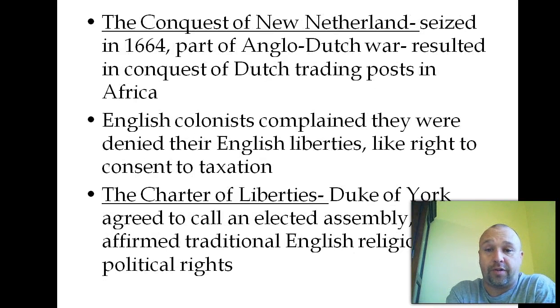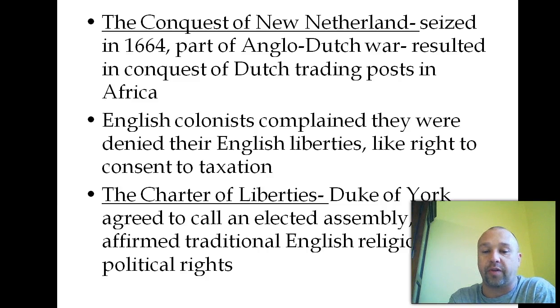Originally, where New York is today, that was an area conquered by the Dutch, known as New Netherland. And that was seized by the British in 1664 by the Duke of York. And you'll never guess what they named the city after that. And this is going to result in an Anglo-Dutch war in which the British will conquer Dutch trading posts in Africa. English colonists are going to complain that they are denied their English liberties, like the right to consent to taxation. So we'll see this early origin of rebellion many years before the American Revolution.